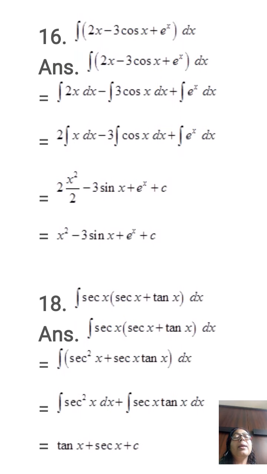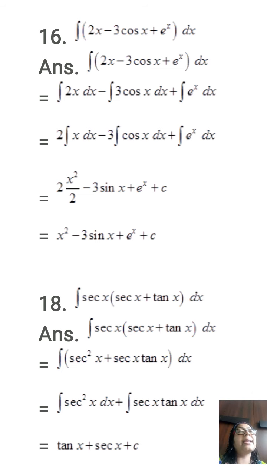Next question, integration of 2x minus 3 cos x plus e to the power x dx. Here we will break it into 3 different integrations, that is integration 2x dx, 2 we can take outside, minus 3 integration of cos x dx, 3 we can take outside, plus integration of e to the power x dx.